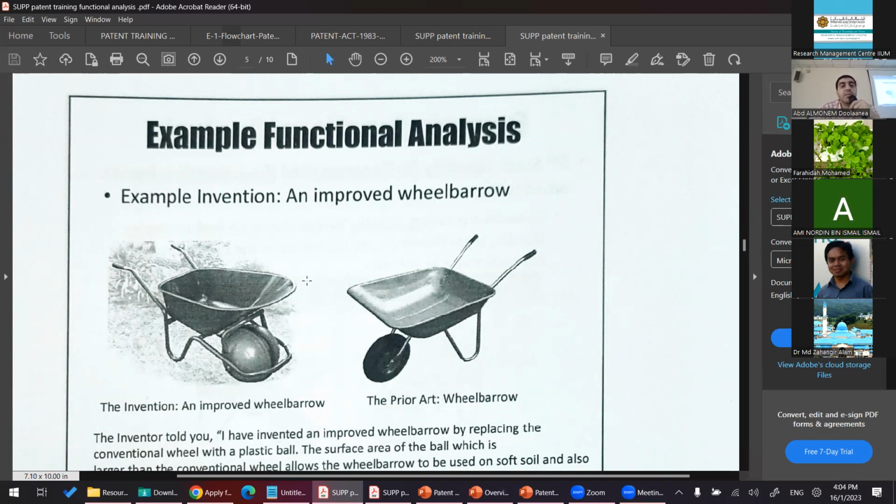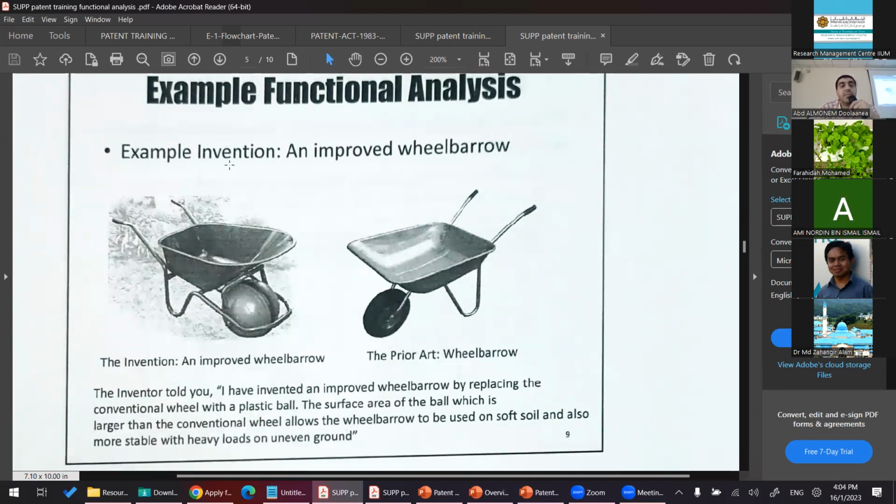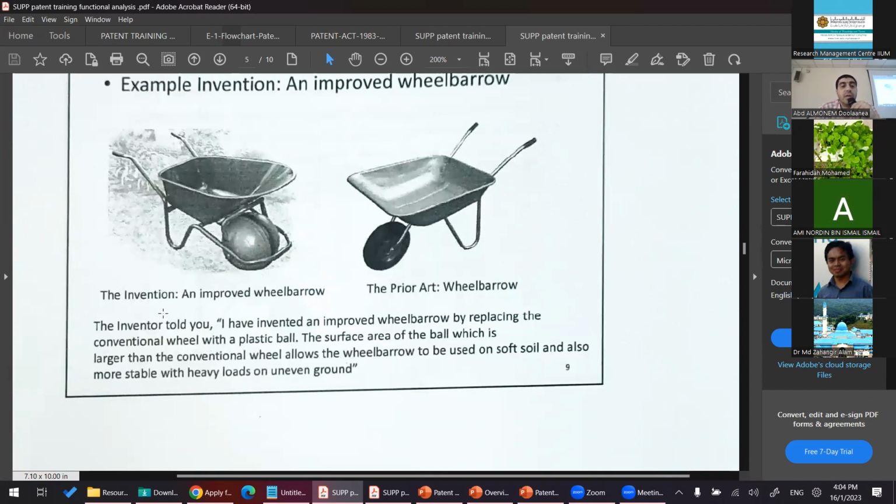Example, functional analysis. For example, an improved wheelbarrow. The invention is an improved wheelbarrow, the prior art is a normal wheelbarrow. The inventor told you, I have invented an improved wheelbarrow by replacing the conventional wheel with a plastic ball. The surface area of the ball, which is larger than the conventional wheel, allows the wheelbarrow to be used on soft soil and is also more stable with heavy loads on uneven ground.